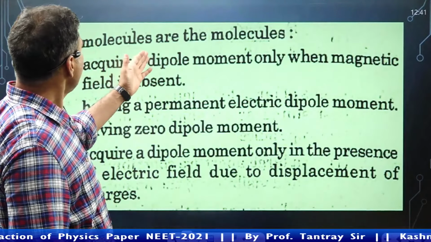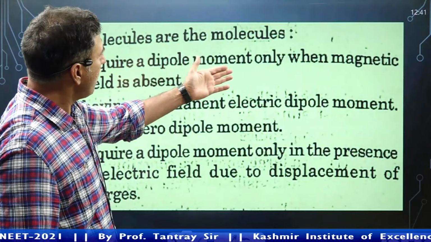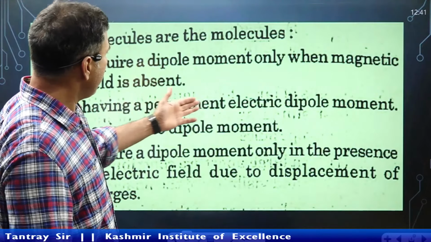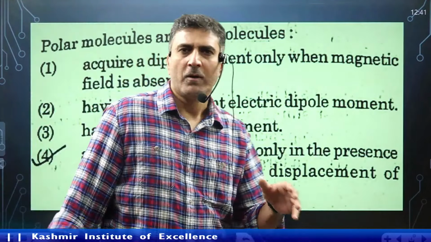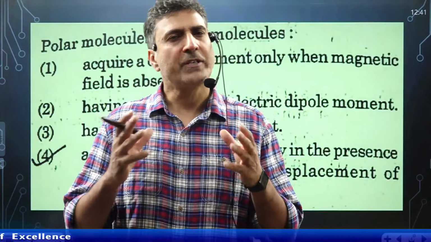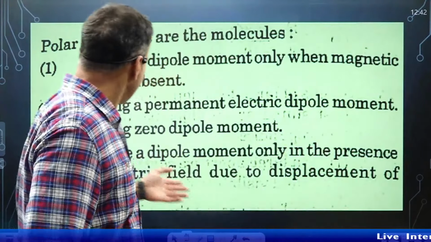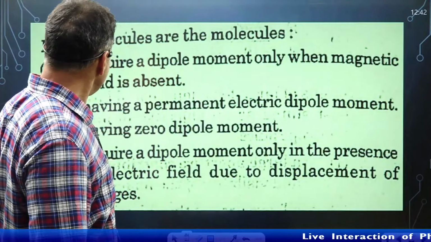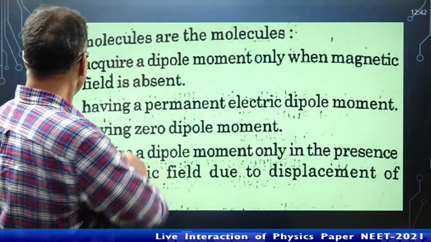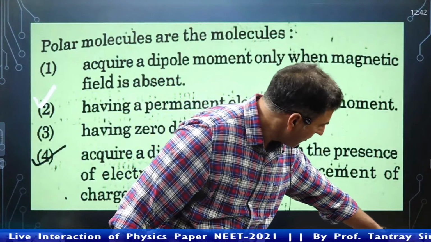Polar molecules are the molecules that acquire dipole moment only when the magnetic field is absent, having a permanent electric dipole moment. Students, you must know the polar molecules are those molecules which have a permanent dipole moment, like the water molecule. So the answer that we have is the second, having a permanent electric dipole moment. That is the answer. Okay, now second question.